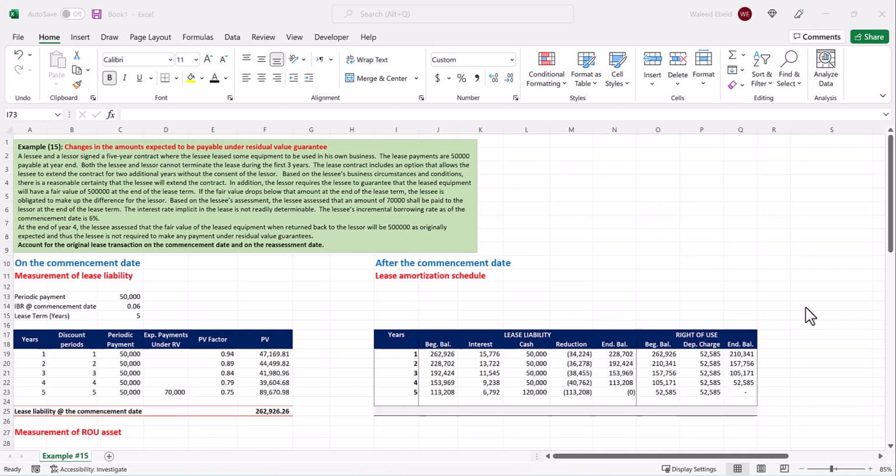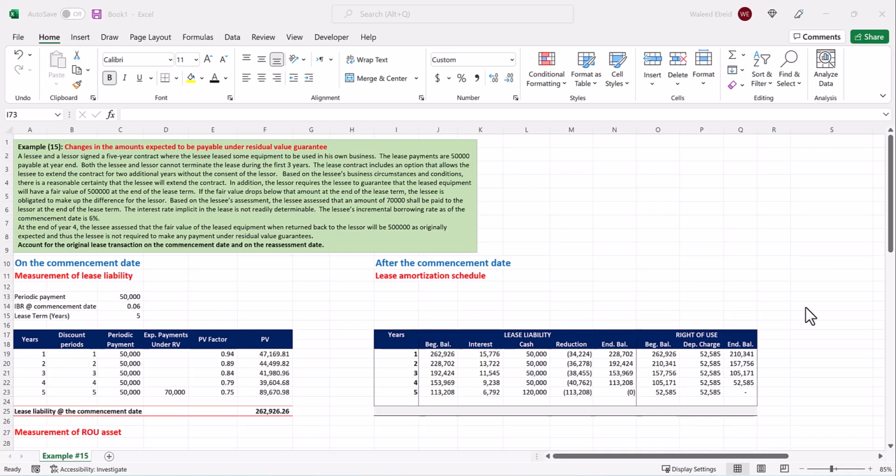At the end of year 4, the lessee assessed that the fair value of the leased equipment when returned back to the lessor will be $500,000 as originally expected, and thus the lessee is not required to make any payment under the residual value guarantee. Account for the original lease transaction on the commencement and reassessment dates.